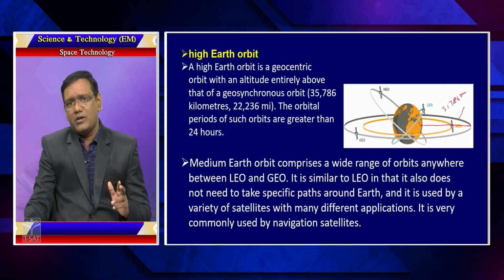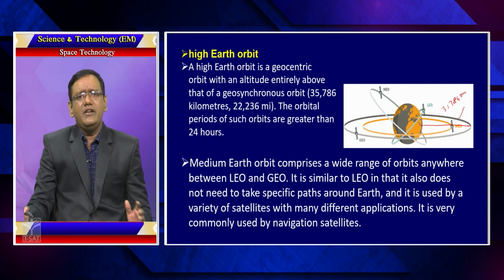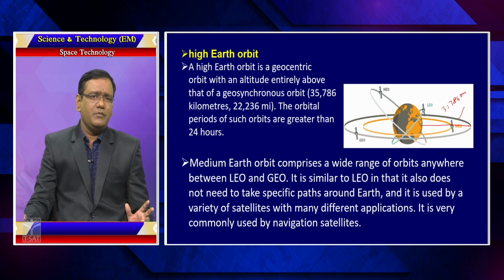Now we have talked about LEO, that is low Earth orbit, and high Earth orbit. So what does medium Earth orbit comprise? It is a wide range of orbits anywhere between LEO and GEO. Then we call this a medium Earth orbit.